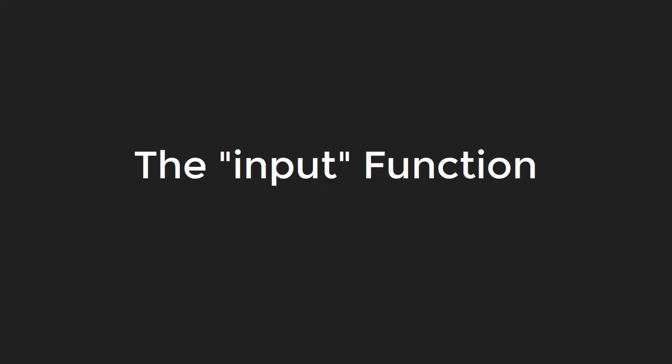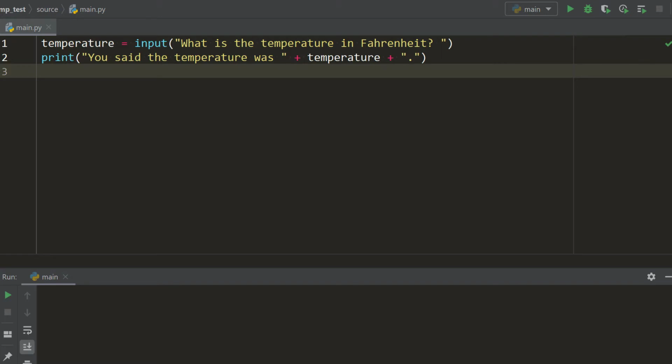The input function. Rather than hard-coding values into a program, we can use the input function to ask the user to type something in. The input function is reasonably simple to use. As a parameter to input, just give it text to use as a prompt. Whatever the user types in is stored in the variable on the left.